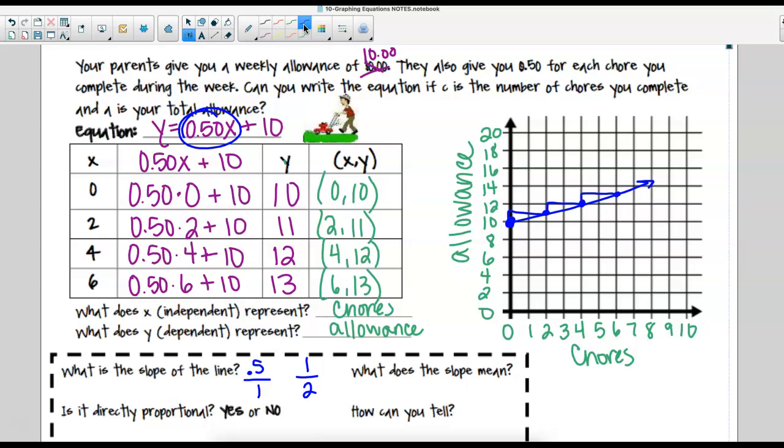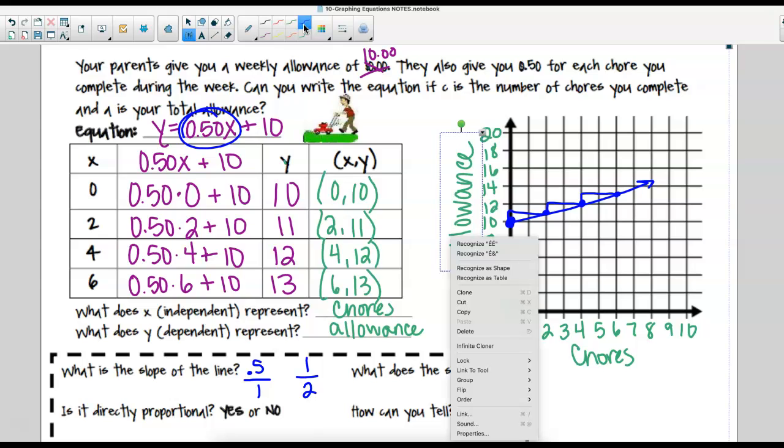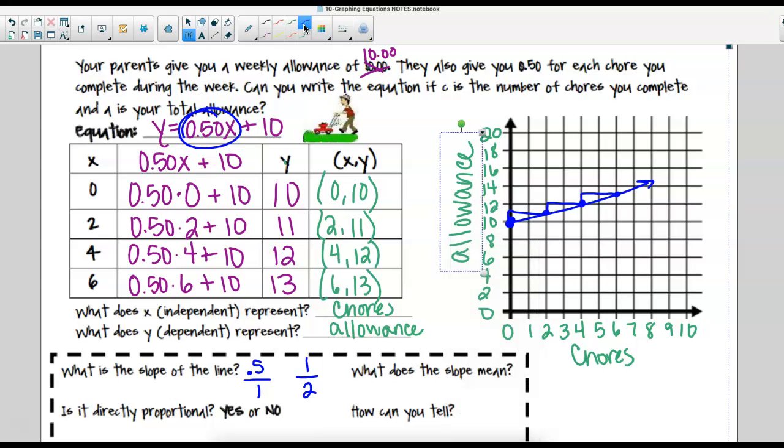So what does the slope mean? What does it represent? Money per chore. The slope of the line represents the amount of money per chore that you receive. 50 cents for one chore, $1 for 2 chores.